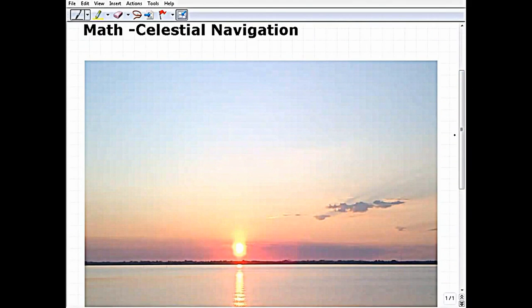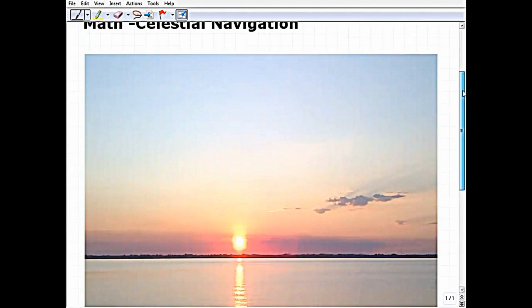Cell phones, you have no electronics on board, you have no GPS, and you really have no idea where you are. Well, what you can do is use celestial navigation to help you out. So here's the basics of how it works.